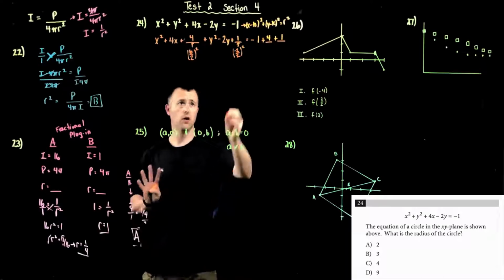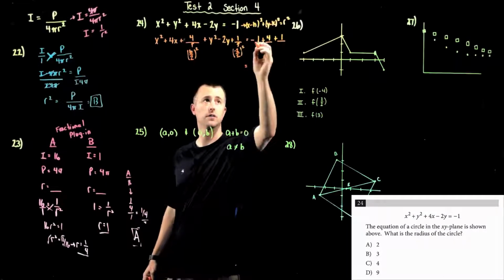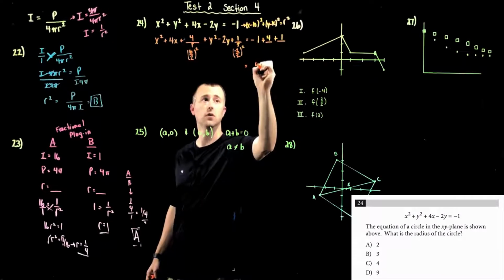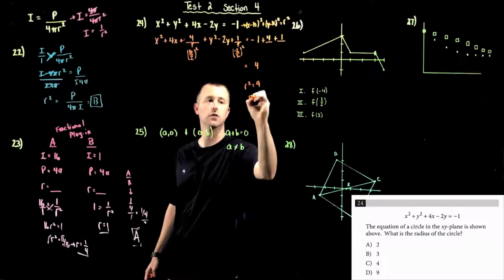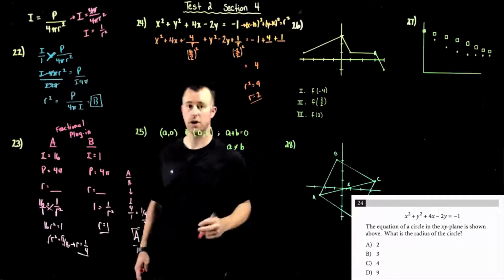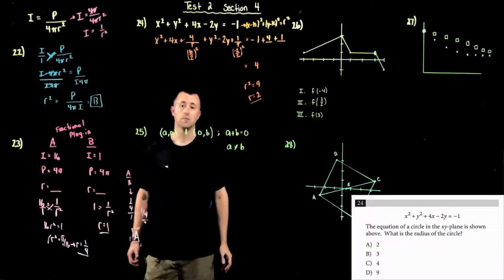Now again, at this point, all I would care about is the right-hand side. These 1's cancel. We get 4. So I know that r squared equals 4. So r is 2. So your answer is going to be the radius of 2.